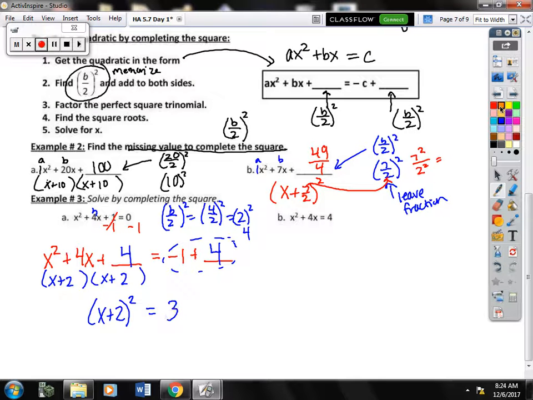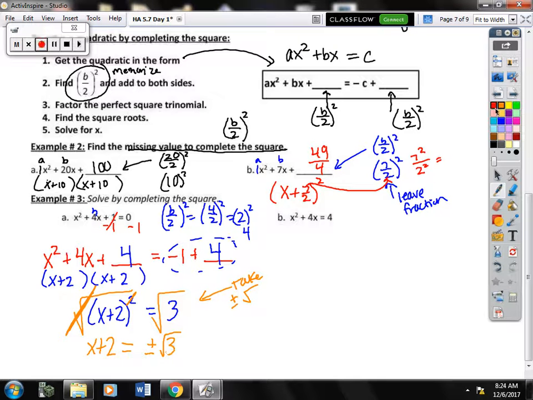Now, we're going to find the square root. So we're going to take the square root of both sides. And I'm going to say take the positive and negative square root of both sides. You have to put in your plus or minus. So we'll square root and we'll square root. Again, squaring and square rooting cancel each other out. So I'm left with x plus 2 equals, at this point, I don't know the square root of 3, so I'm going to leave it plus or minus the square root of 3.